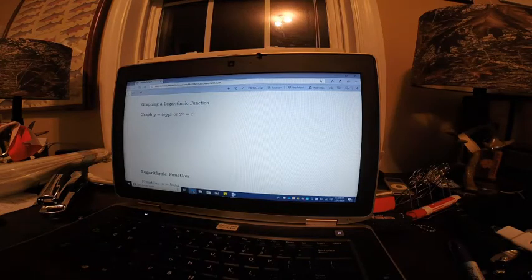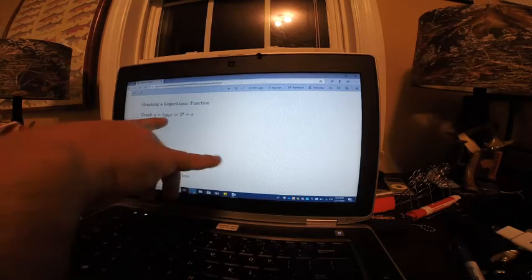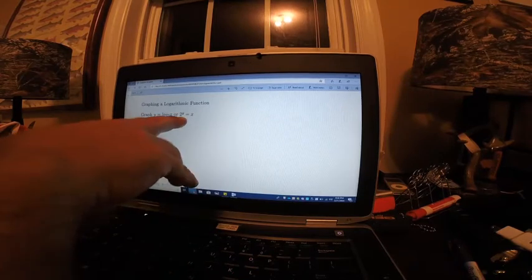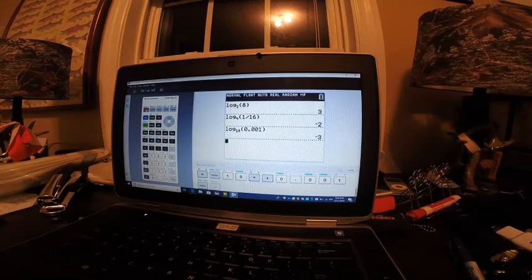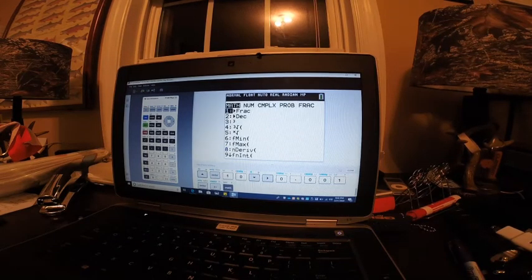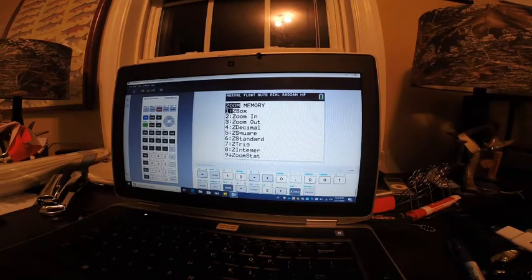Next part of our note says graph y equals log base 2 of x, or 2 raised to the y equals x. So this is the logarithmic form, this is the exponential form. Obviously, we have to have it in a y equals format for our TI-84. So I'm going to graph the first one. I'm going to come over here, y equals math, scroll down to log base 2 of x, and I'm going to hit the graph button, but first I'm going to do zoom standard.